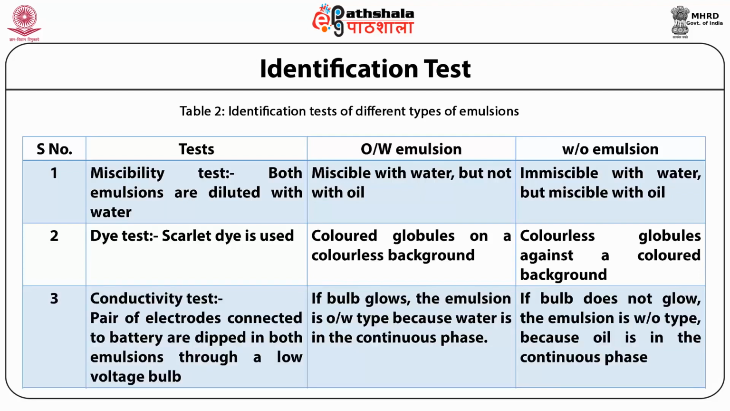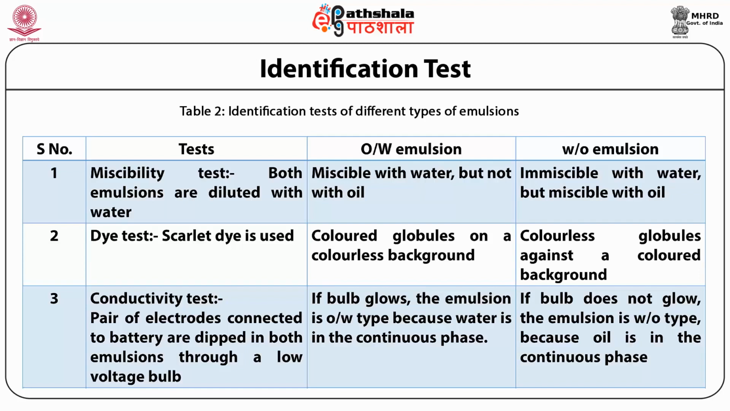The third test is a conductivity test. In this test, the emulsion is taken and a pair of electrodes is connected to the battery and dipped in both the emulsions through a low voltage bulb. In the case of an oil and water emulsion, the bulb glows and we come to know that the emulsion is an oil and water type because water is in the continuous phase and is a good conductor of electricity.